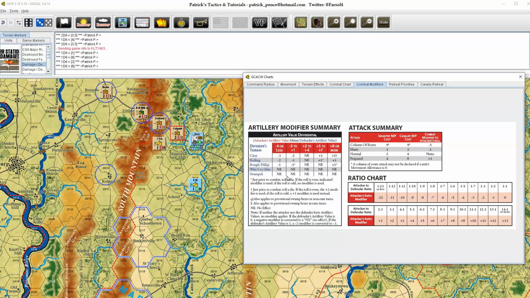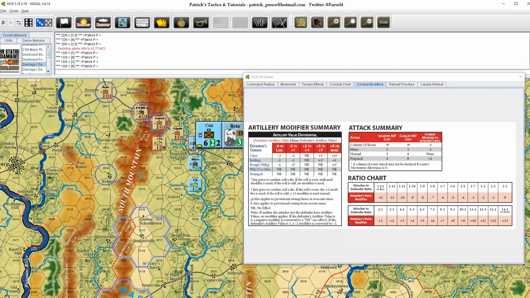Essentially, you just look at both of them, and if there's at least a 2 differential in favor of the attacker, well, depending on the type of terrain you're attacking in, so I'm attacking into rough here, well, I've got at least 2 more than him, so I don't even need to worry about it. Artillery is just not even a factor. We're outgunning them. But let's say I didn't have Wilcox there and I only had Cox.